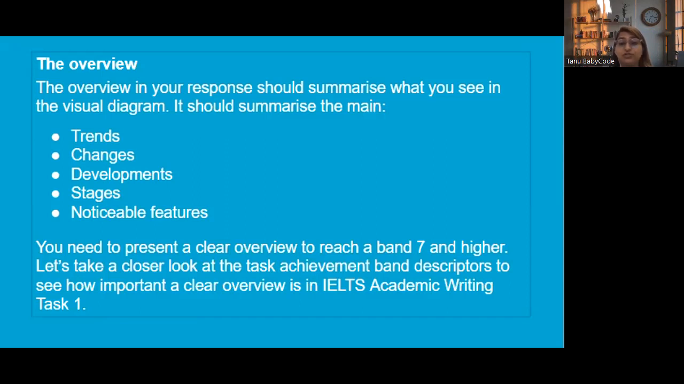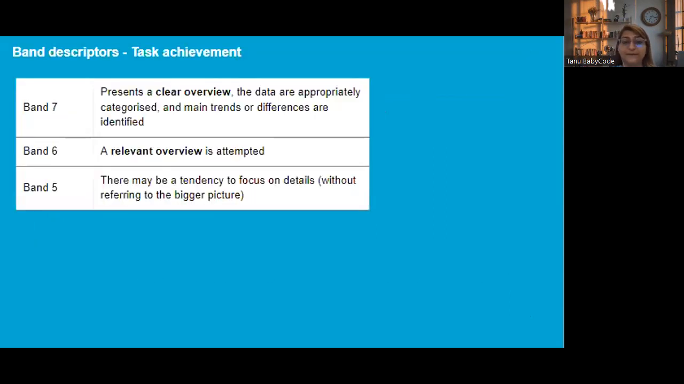Let's take a closer look at the task achievement band descriptor to see how important a clear overview is. If you write a clear overview in your writing task 1, you will be scoring band 7 or above. See here. Band 6: a relevant overview is attempted. But band 7: when you present a clear overview, that means the data are appropriately categorized, main trends or differences are identified here, right?